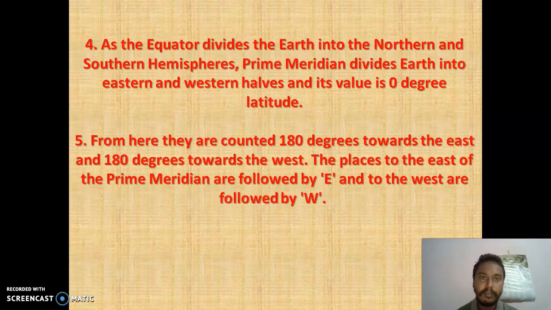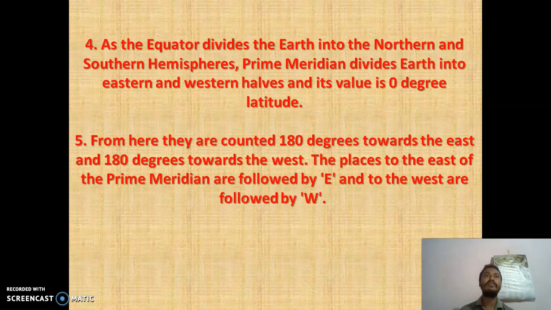As the equator divides the earth into northern and southern hemispheres, as we read in the last class, in the same way the prime meridian, the middle longitude, divides the earth into eastern and western halves, known as the eastern hemisphere and western hemisphere. Its value is 0 degrees. From here they are counted 180 degrees towards the east and 180 degrees towards the west. Places to the east of the prime meridian are followed by E and those to the west by W.